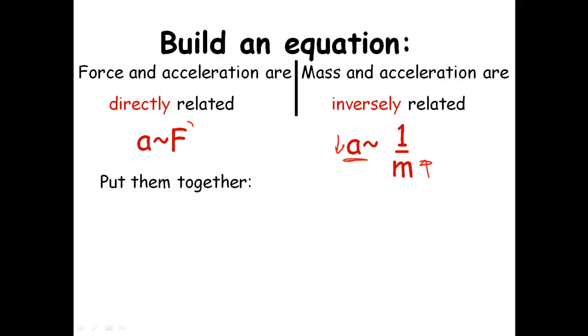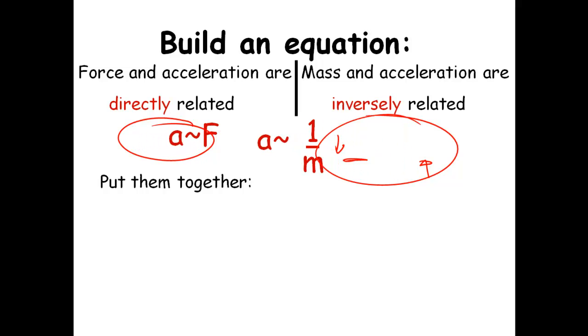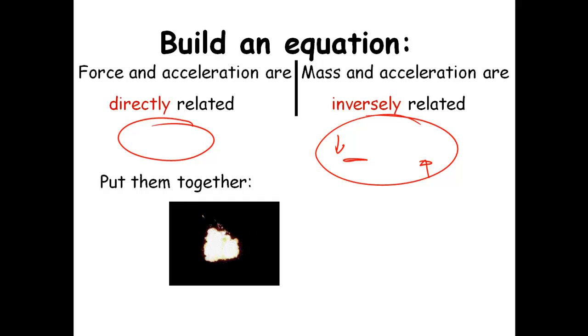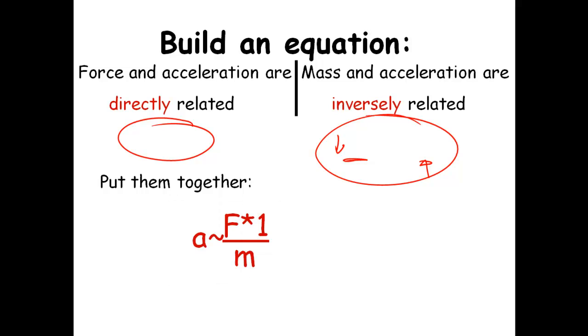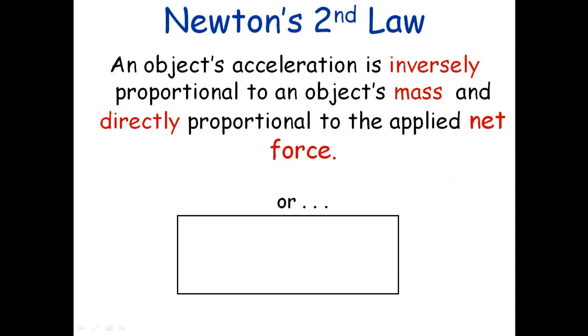Well, since acceleration is related directly to the force and inversely to the mass, we can put them together. Here we go. Let's build it. And now it becomes an actual formula rather than a relationship. This is Newton's second law. We can, of course, do the algebra, rewrite it as F equals ma. However, Newton tended to write it a equals F over m.